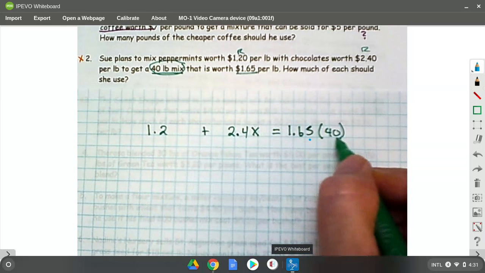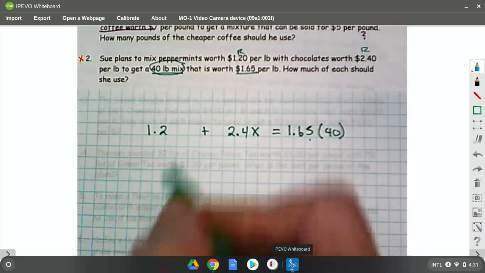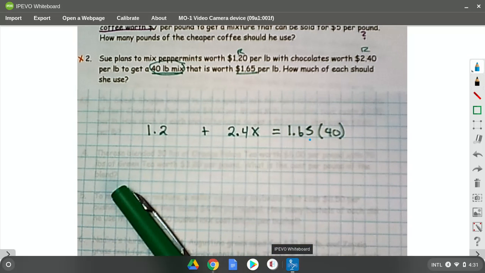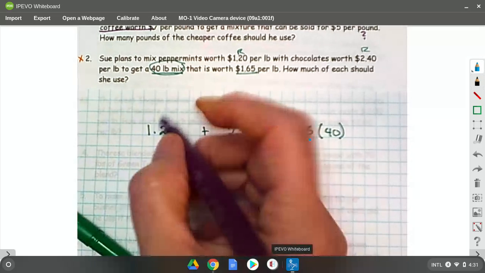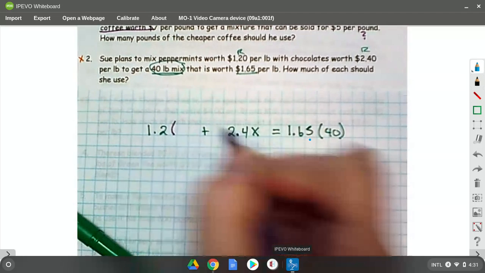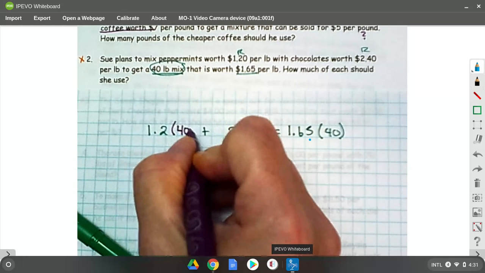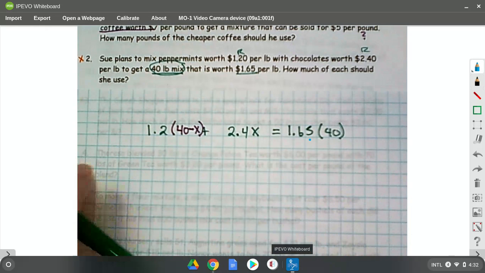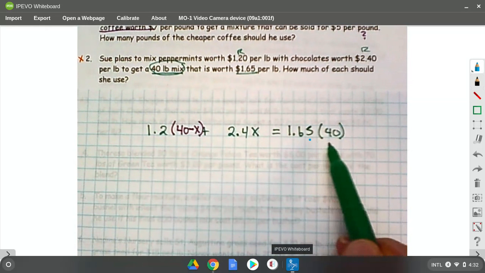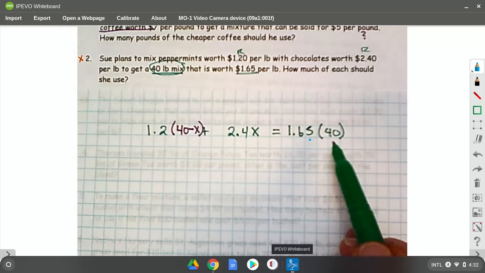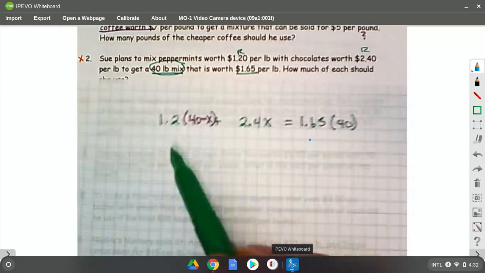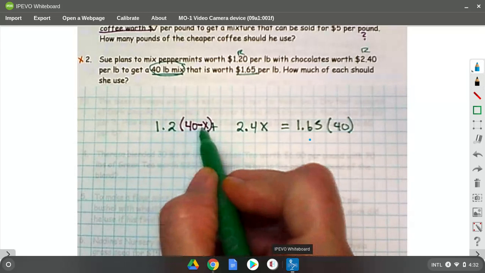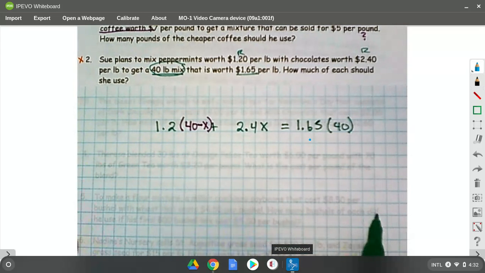Because all I got space for is 40 pounds. I'm using X pounds here. So what that's going to leave me for my peppermints is 40 minus the X. Okay? Because it told me the total mixture, the quantity for my mixture, I have the total quantity, so I've got to subtract instead of add.